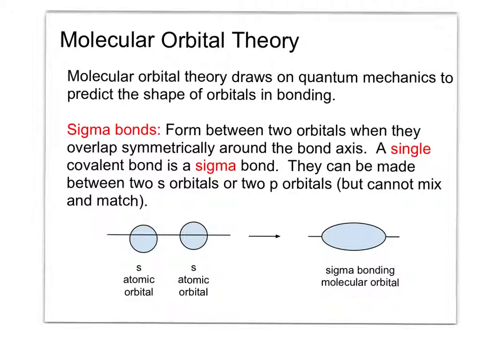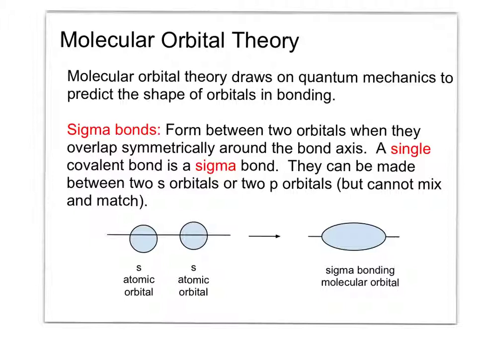Like I said, it draws on quantum mechanics, so we're thinking about the spaces that electrons can be found in. The first kind of bonding orbital is called a sigma bonding orbital. Let's define sigma bonds first. They form between two s orbitals or p orbitals when those orbitals overlap symmetrically around the bond axis.